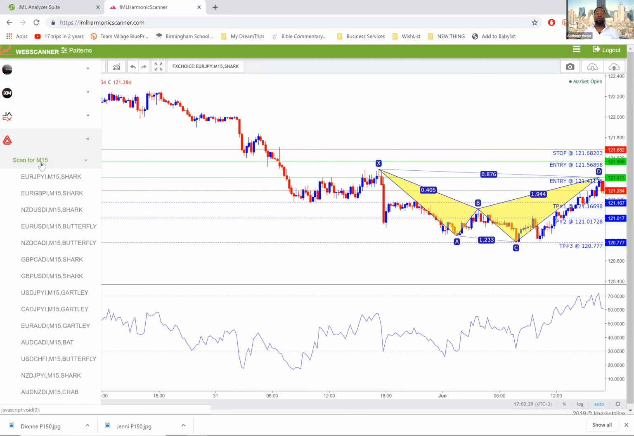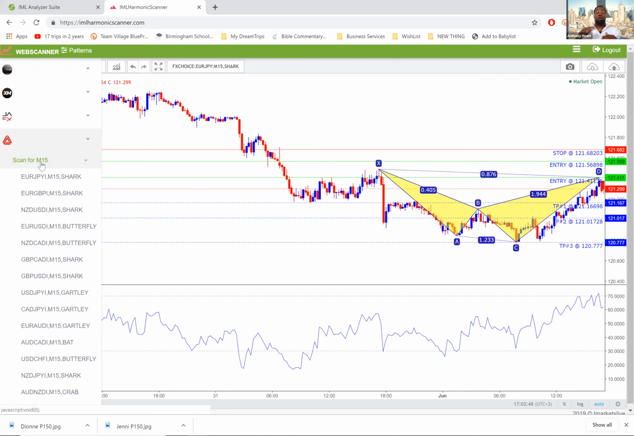That's step number 3. Now, what happens is when you click scan for M15, you'll get a list of trade ideas that the Harmonic Scanner is suggesting. So the Harmonic Scanner gives you a list of trade ideas. It tells you what to trade, when to trade it, and how to take advantage of it and make profit.